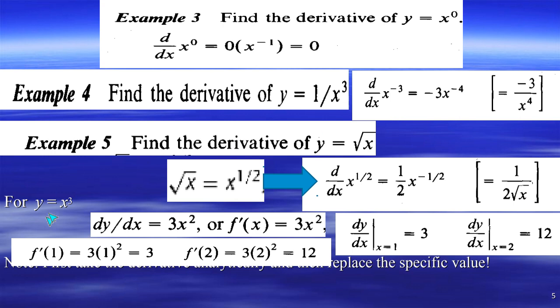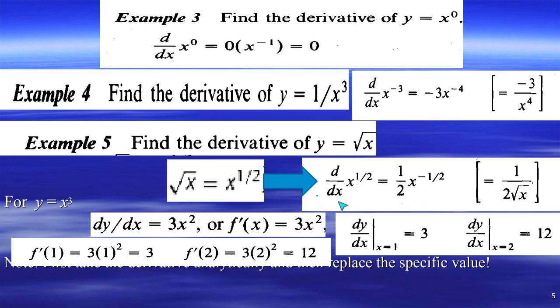Alright. If y is equal to x to the power 3, very easy. Its derivative is 3 times x to the power 2, which is 3 times x squared, or f prime of x is equal to 3 times x squared. But this is the general derivative. Then if we want its particular value at some value x0, for 1 for instance, then we first take the derivative and then replace the specific value.